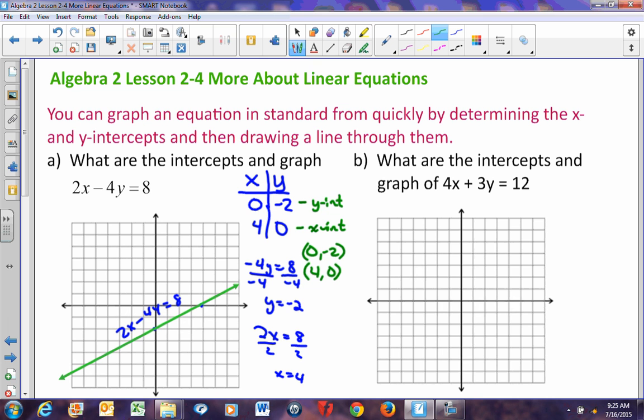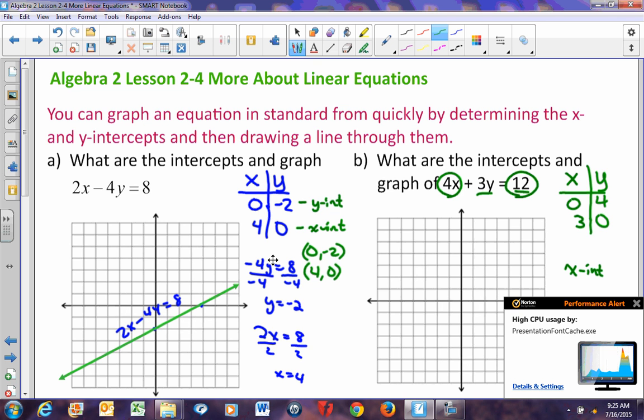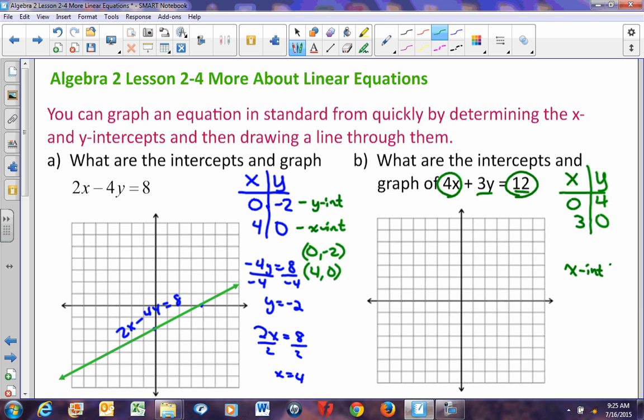Let's look at letter B. What are the intercepts in the graph of 4x plus 3y equals 12? Again, I'm just going to make my little table. If x is 0, that means the x goes away. I have 3y equals 12, so y equals 4. If y equals 0, that means y goes away, so I would have 4x equals 12. 12 divided by 4 is 3. So my x-intercept is (3, 0). My y-intercept is (0, 4).